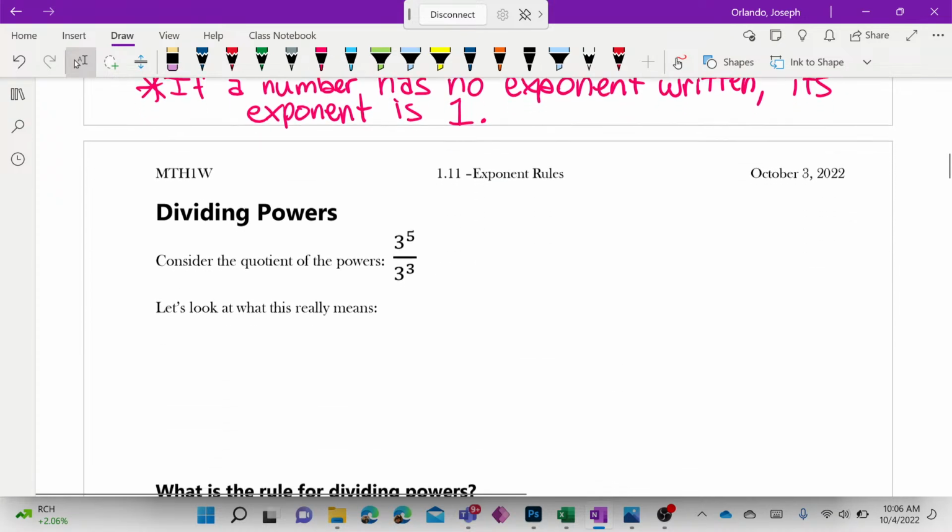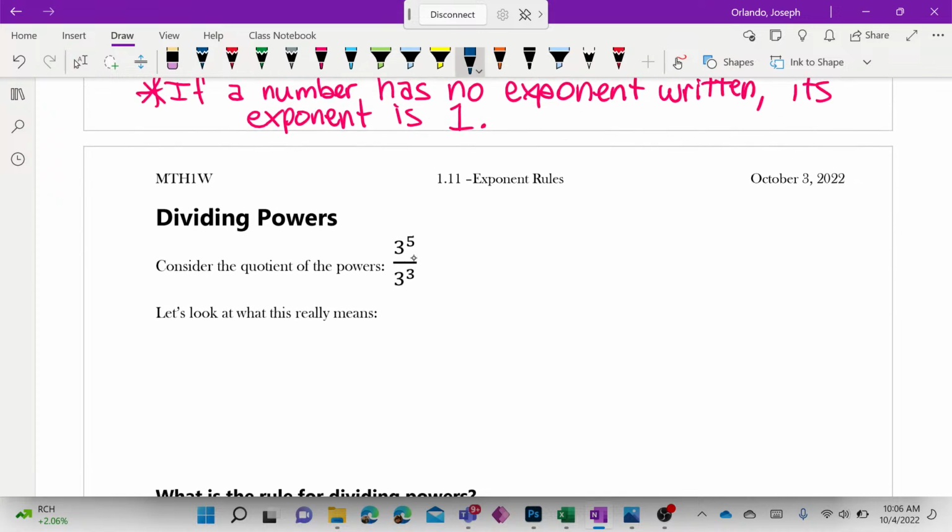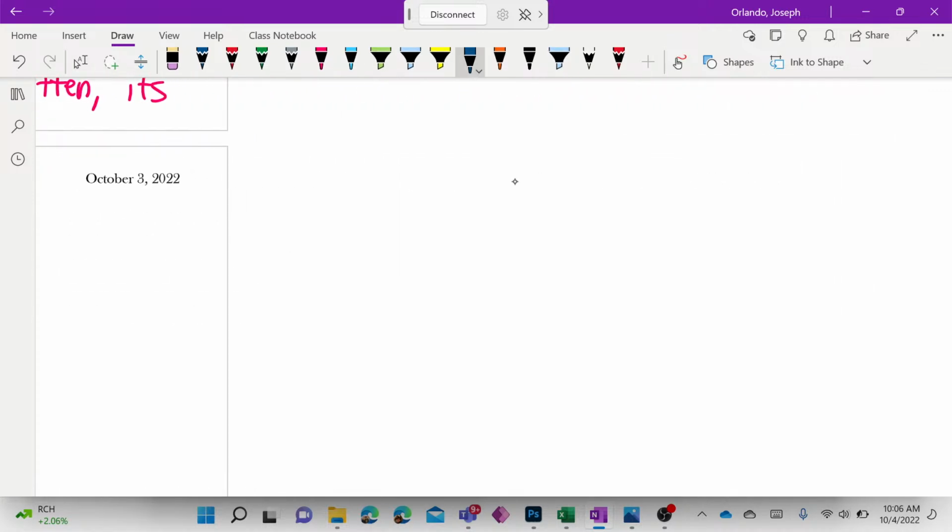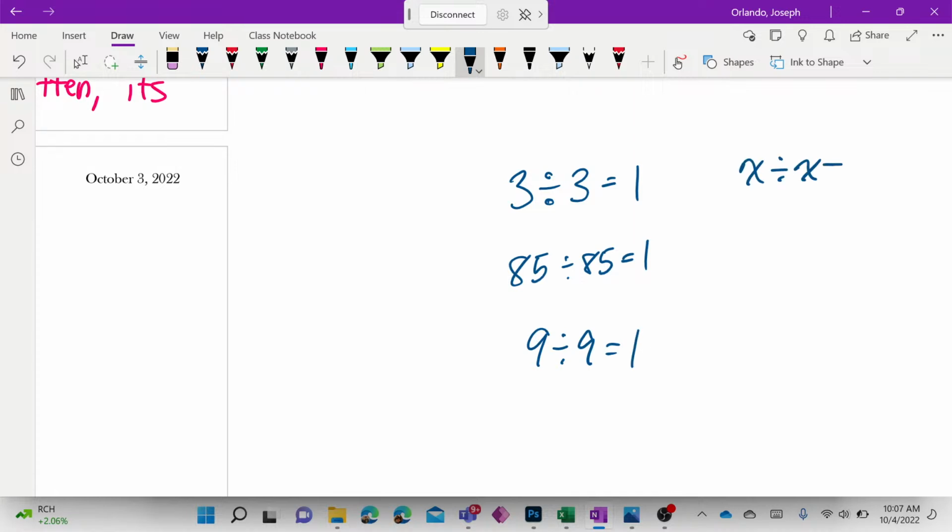Now, I want to take a look at this. And before we do this, I just want to quickly ask you something. You don't have to write this. Just look. What is 3 divided by 3? 1. What is 85 divided by 85? 1. What's 9 divided by 9? 1. What is x divided by x? 1. What is 274.58 divided by 274.58? 1.